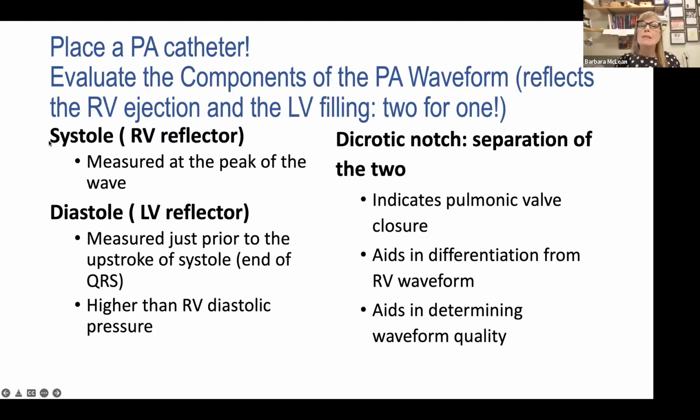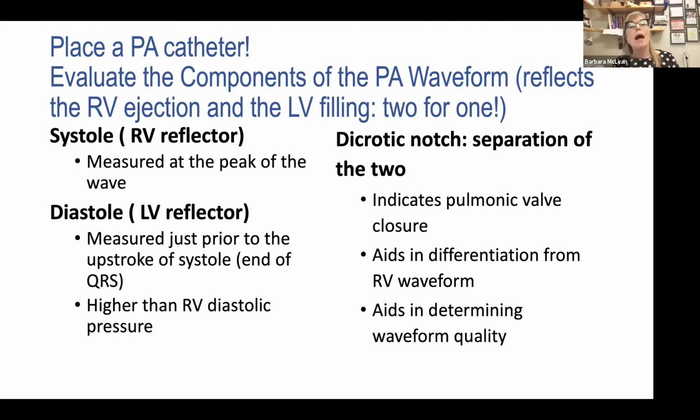Remember, PA systole is an RV reflector. PA diastole is a reflection of how the volume is moved to the left atria and ultimately into the left ventricle. So PA systole reflects the right ventricle ejection. PA diastole reflects left ventricular filling.